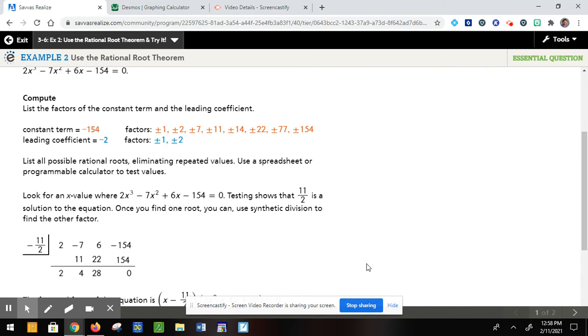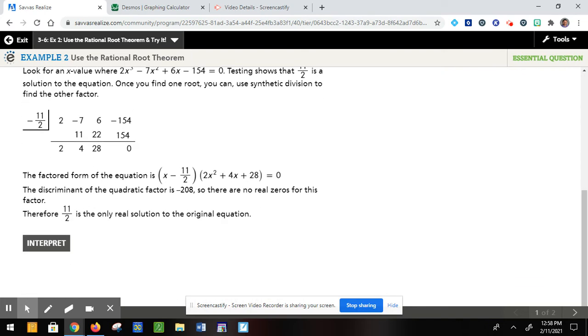But 11 halves worked. So then they're going to do synthetic division with negative 11 halves as the, actually, no. It says 11 halves here. When you actually look at the work, there should not be a negative sign there. That's a typo because they dropped the 2, and then 11 halves times 2 would be positive 11. So that's positive 11 halves there. Anyway, what they have left over is 2x squared plus 4x plus 28.